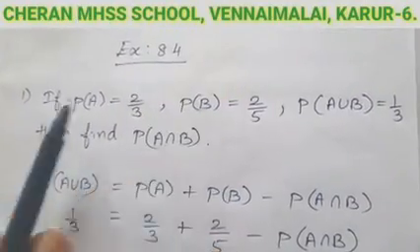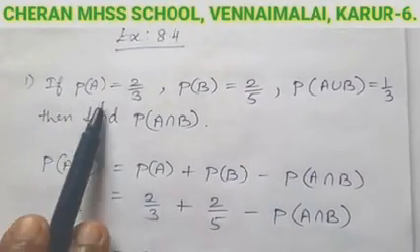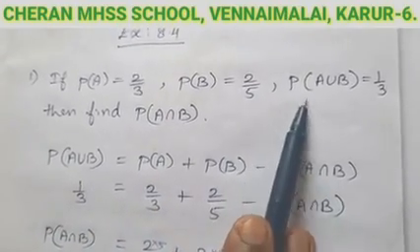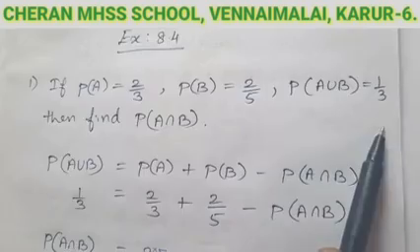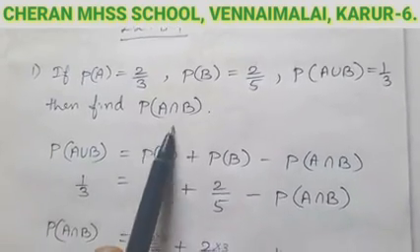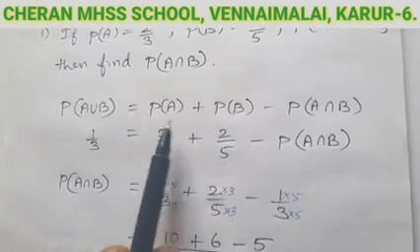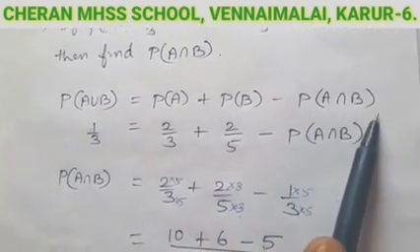Exercise 8.4. Sum number 1. If P of A is equal to 2 by 3, P of B is equal to 2 by 5, P of A union B is equal to 1 by 3, then find P of A intersection B. P of A union B, we know the formula. P of A plus P of B minus P of A intersection B.